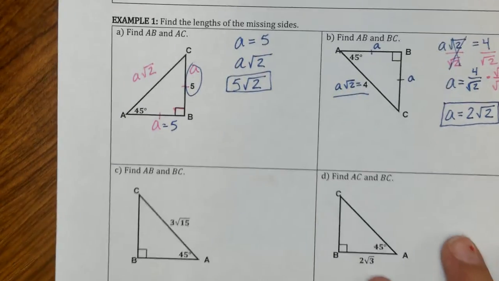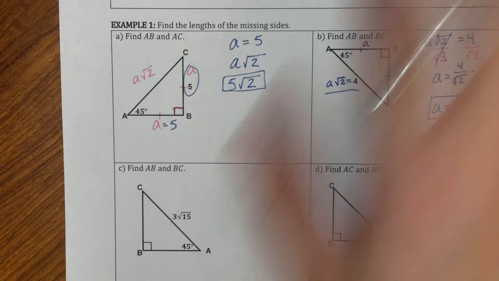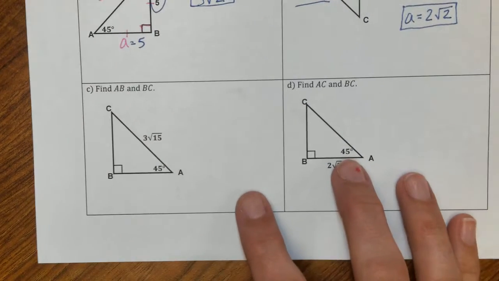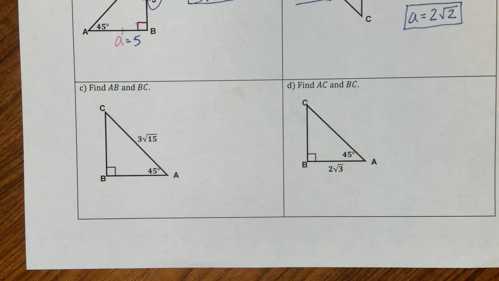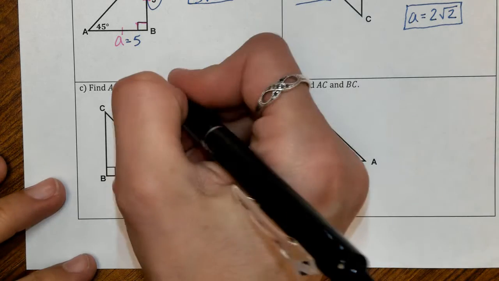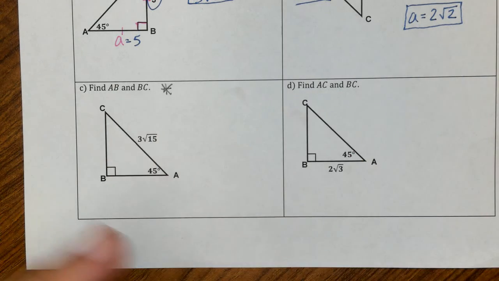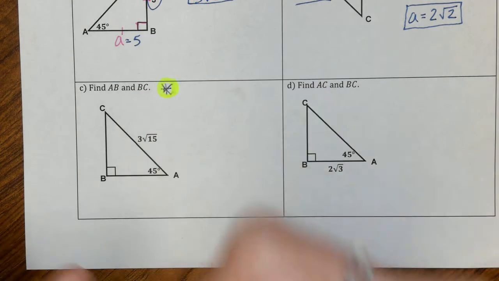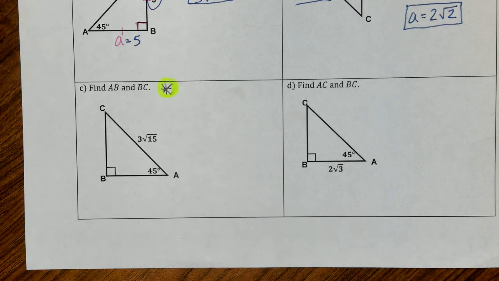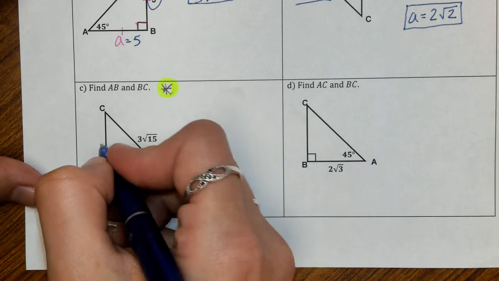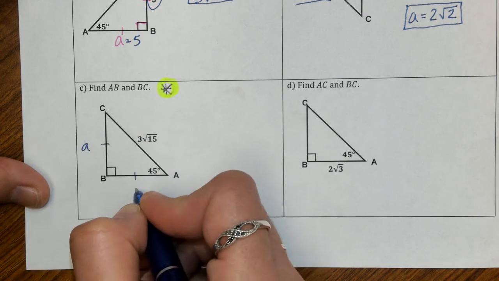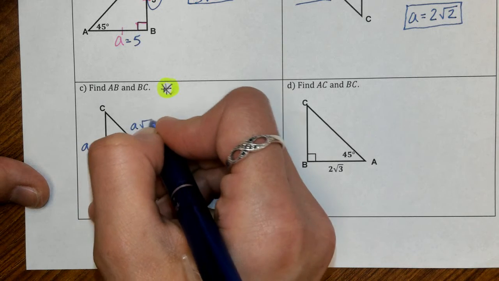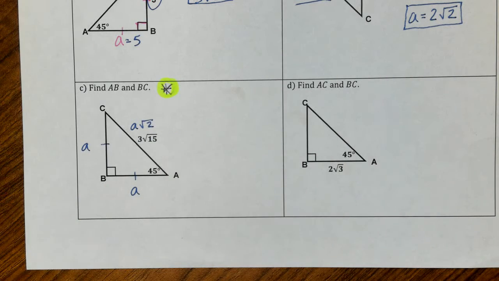Now, C, I'm going to help you set up a little bit, and then you're going to be left on your own with what you've learned with your radicals. So go ahead and star this one. I will set it up, and you will complete it on your own, ready to go over in class. First things first, let's label. Here are my legs, A square root of 2.